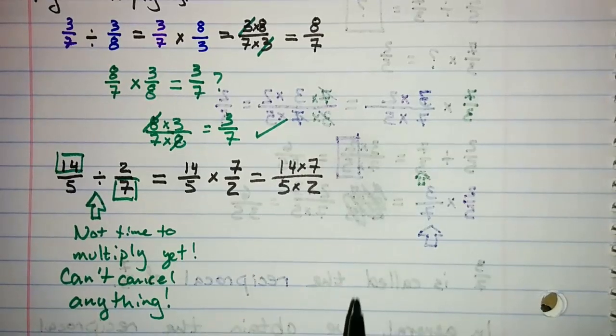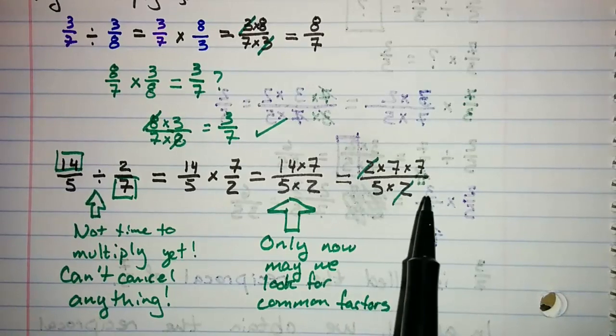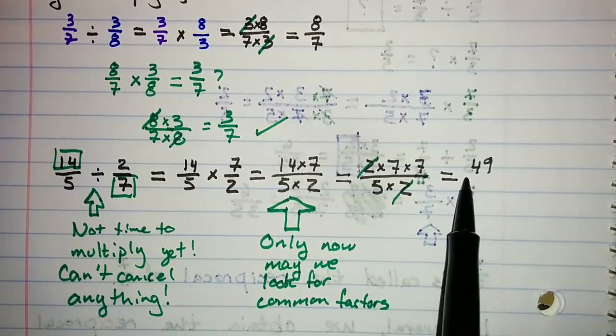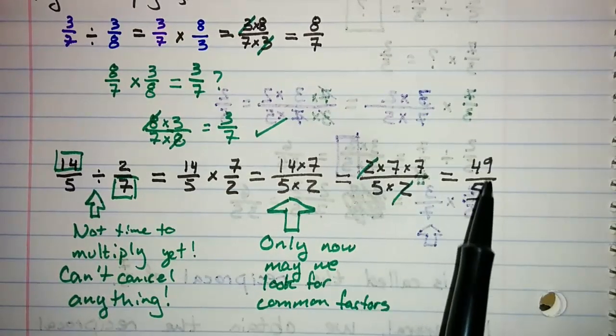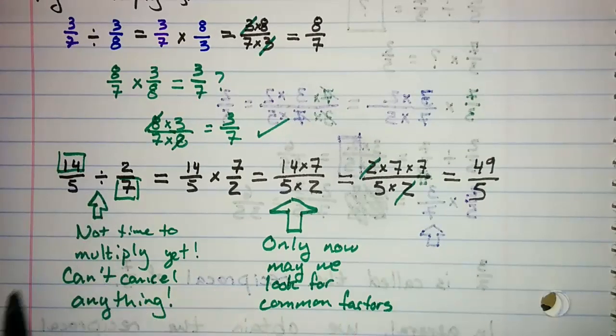I see a common factor of 2. I don't see any other common factors, so I'll multiply. 7 times 7 is 49. All that remains in the denominator is 5. I get 49/5. If we'd messed with this 7 back here, we would have gotten a completely different and completely incorrect answer.